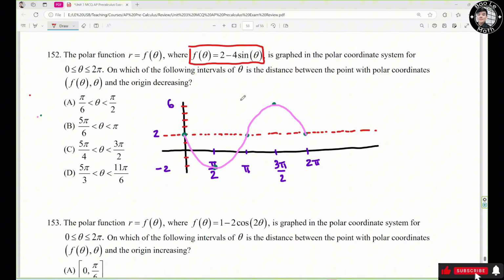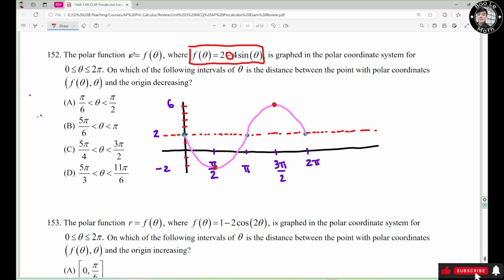The maximum is 6, the minimum is -2, and the midline is 2. You see that there is a negative sign in front of the amplitude, so there is a reflection over the midline. Now we're gonna check it.